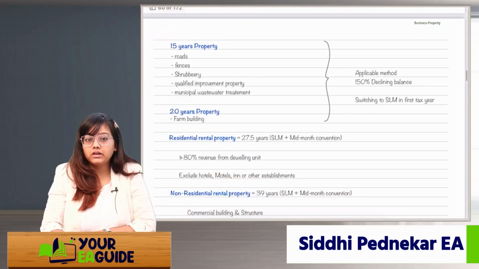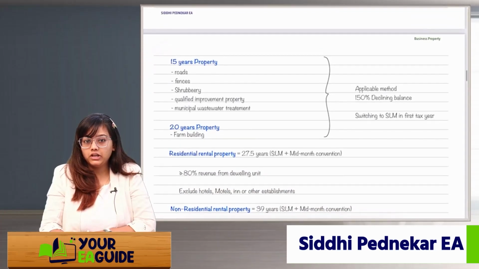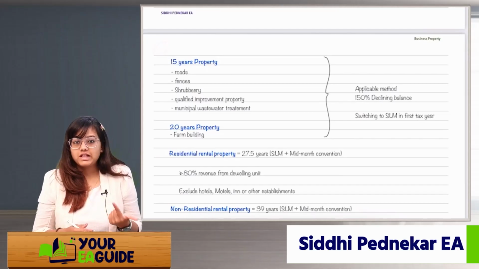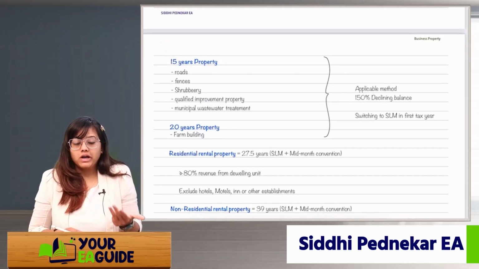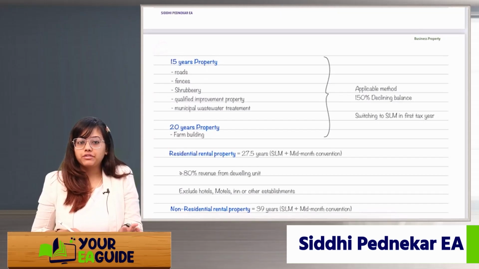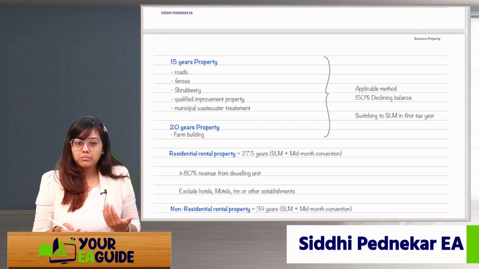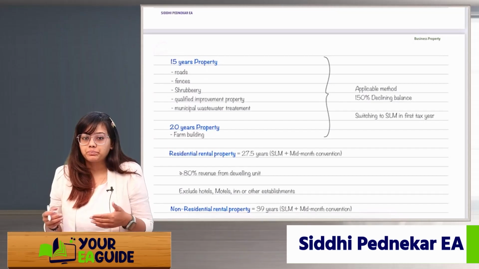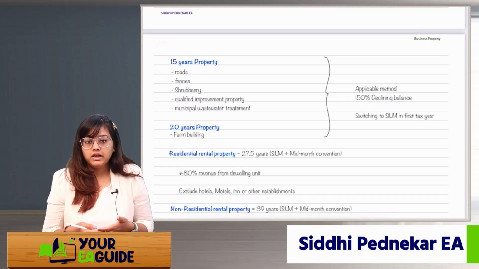Next is 15-year property. What will be considered in the 15-year? That is roads, fences, shrubberies, qualified improvement properties and municipal wastewater treatment, right? If all these types of property are given, then you will take 15 years as the life of that property and consider the depreciation. Okay. If it's a farm building, you will take 20 years.